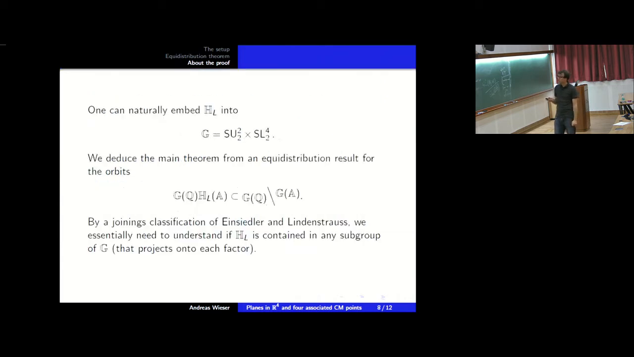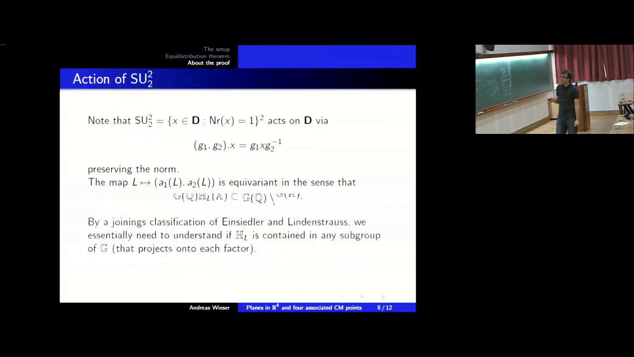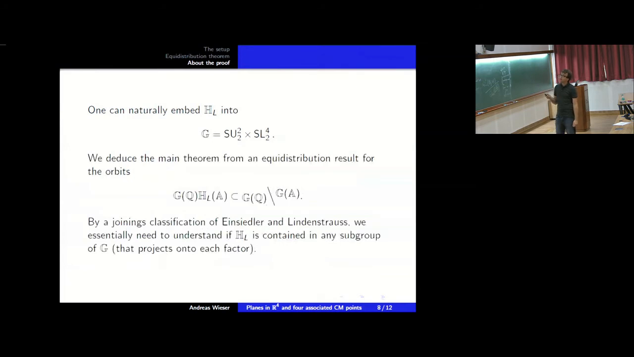So this is the kind of group we want to look at, and I'll be rather sketchy here. What you can do is embed this H_L in a large product of forms of SL2. How do you do that? Trivially, it's embedded in SU2 squared.